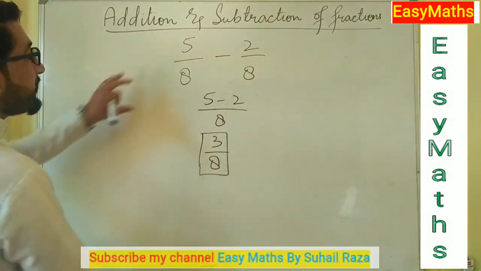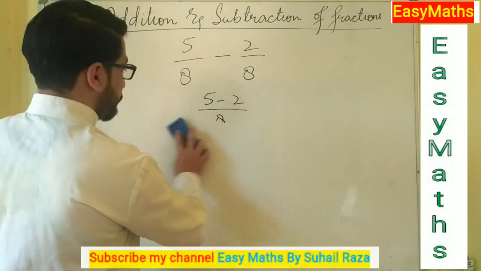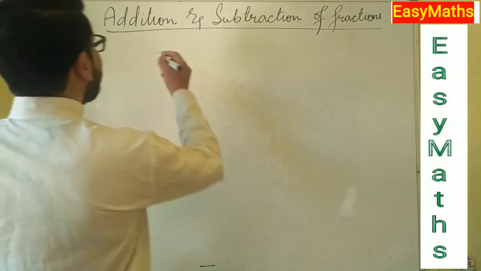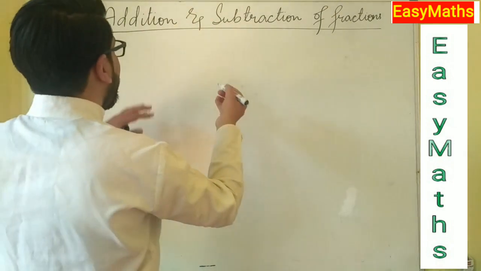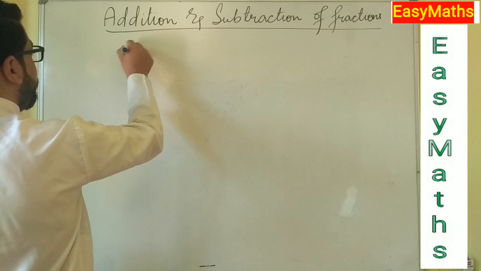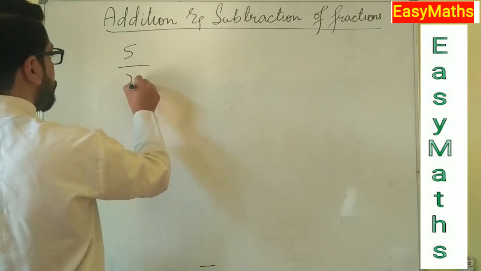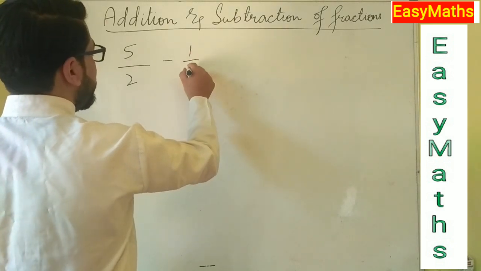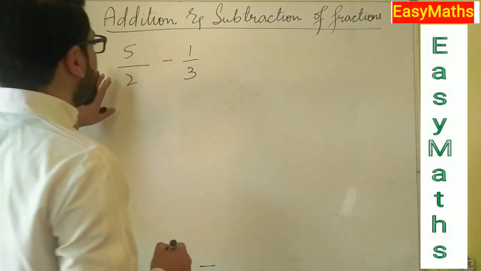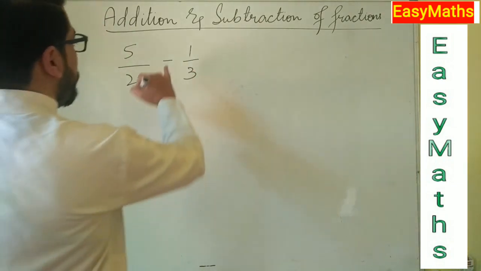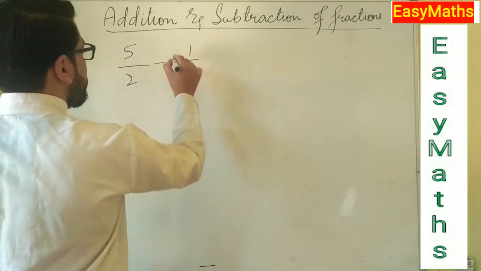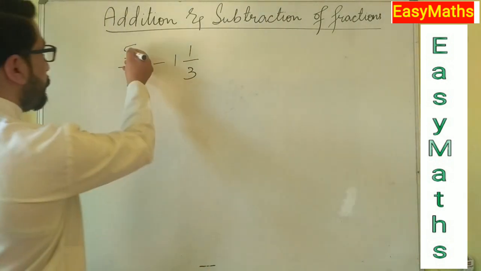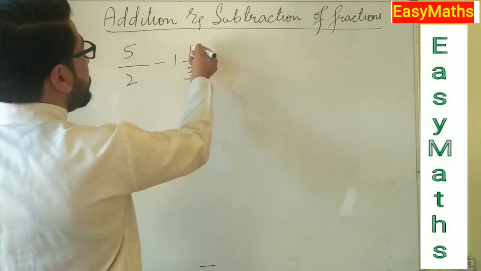Moving forward, this was about when fractions are like. So students, now the question, as we did in addition, is what if we have unlike fractions. Suppose 5 by 2 subtracting 1 by 3. 5 by 2, so we will subtract 1 by 3 from it. But students, we will use a mixed fraction here, so that it will help you to learn both types in one go. So 5 by 2 minus 1 by 3.